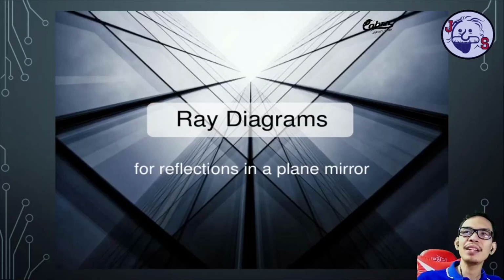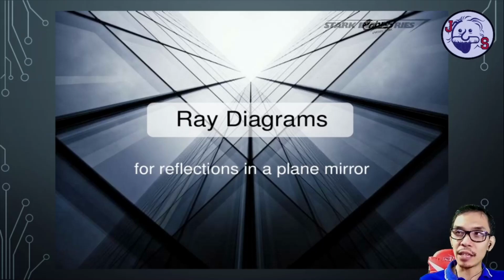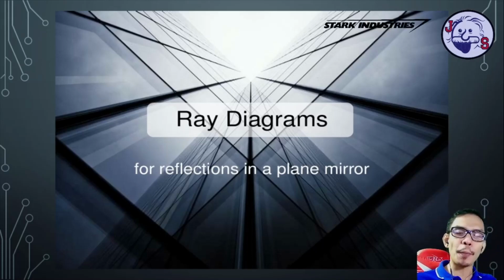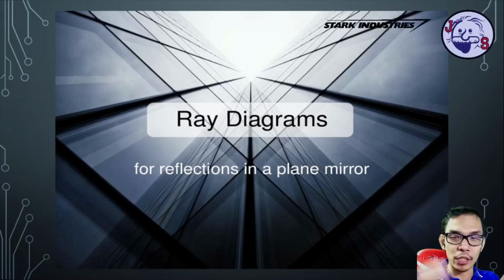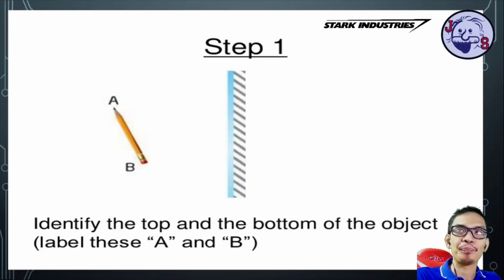Alright, so let's have the ray diagrams on a plane mirror. The purpose of a ray diagram is to find out what kind of image and what characteristics of image we can form on a plane mirror. Ray diagrams consist of rays, which represent the light rays. With the use of these rays, we will be able to see how light interacts in a certain way, whether with a mirror or even lenses. So that is the ray diagram.